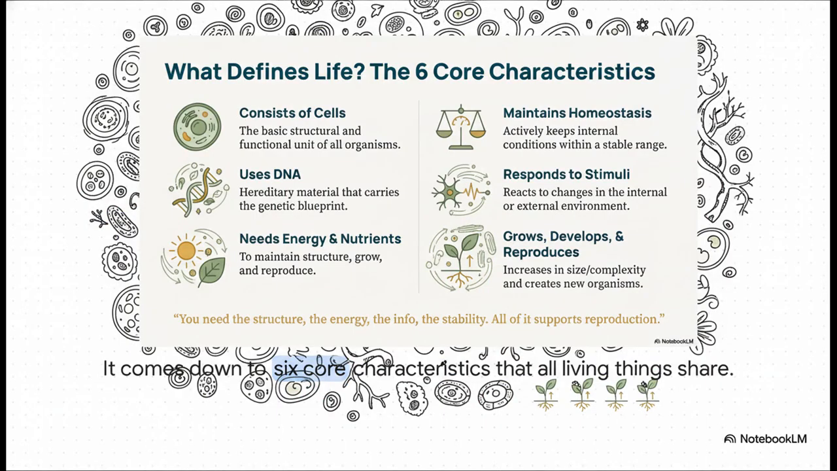Well, it turns out it's not some kind of magic, but actually a set of rules. Biologists have nailed down 6 key characteristics that all living things share. Everything from being made of cells and having DNA to needing energy and reacting to the world around them. This is basically our checklist. If we're going to build something that's alive, it has to be able to do all of these things.